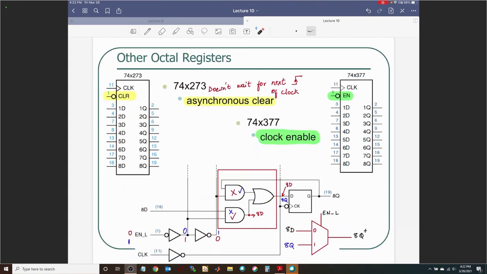So you have added this enable input here with the 2:1 mux to remove the dependence on the positive edges of the clock. No matter how many positive edges you see on this clock, and no matter what you have on these inputs, these outputs will not be able to change until you enable your octal register. You guys see that?